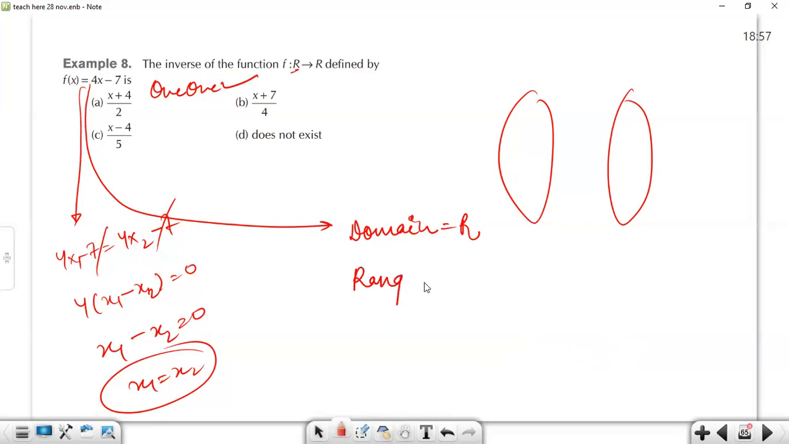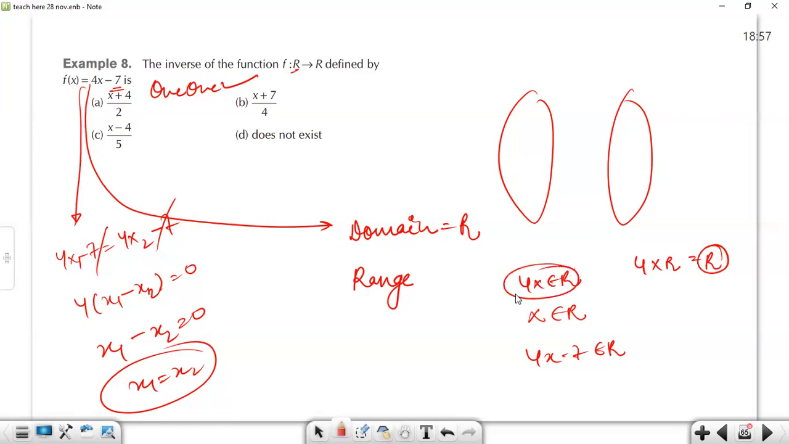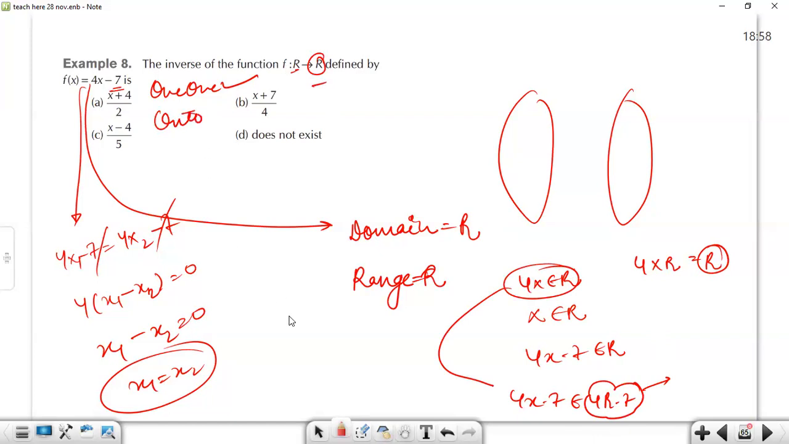Now let's check the range. 4x minus 7 is also not restricted as x is a real number. If you multiply 4 by the set of real numbers, they are also real numbers. So 4x is also a real number. If we subtract 7 from 4x, they are also real numbers. So the range is also not restricted. The range is the whole set of real numbers. So range is equal to codomain, so this is an onto function as well.